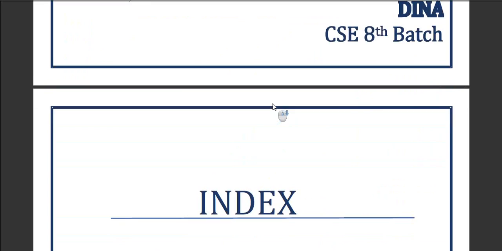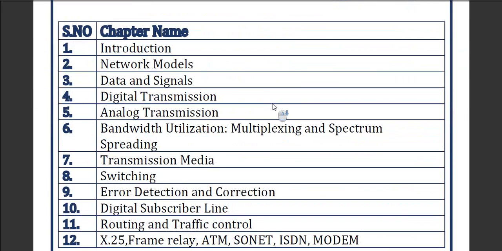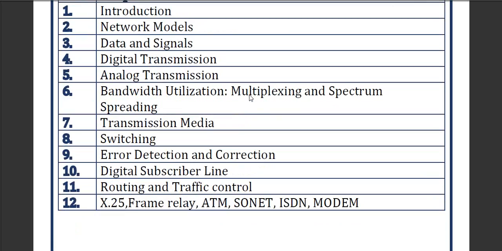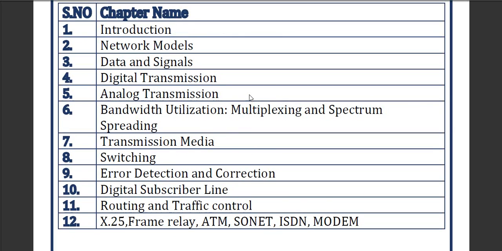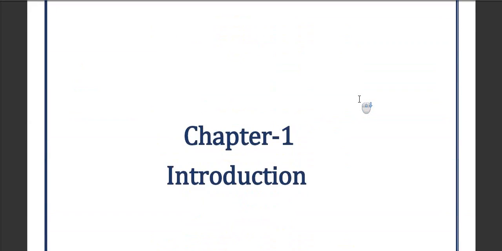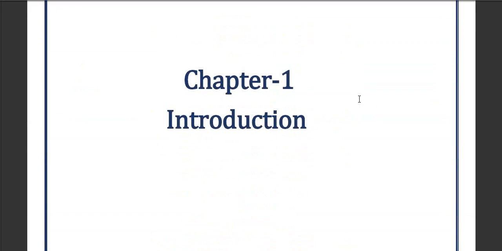Okay, moving forward in this section, the index section, chapter-wise, we have serial numbers. The first chapter is introduction, then network model, data and signals, and so on. Okay, we are going to start with the introduction, which is Chapter 1. Chapter 1: Introduction.